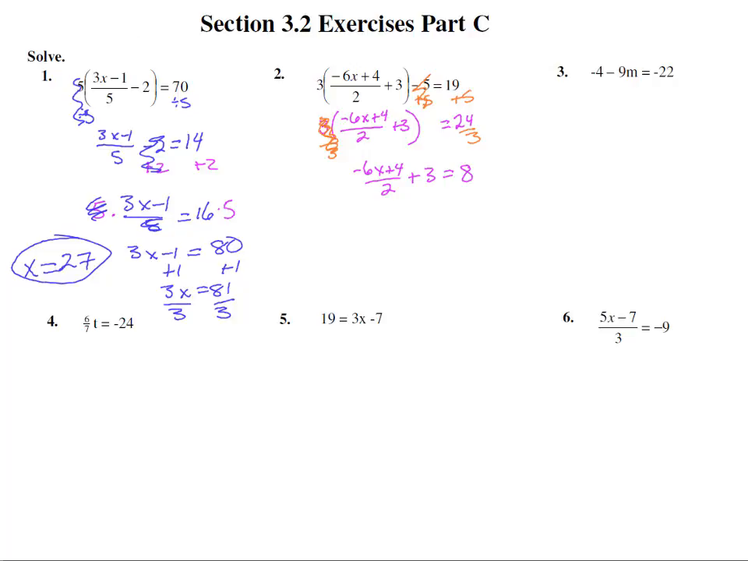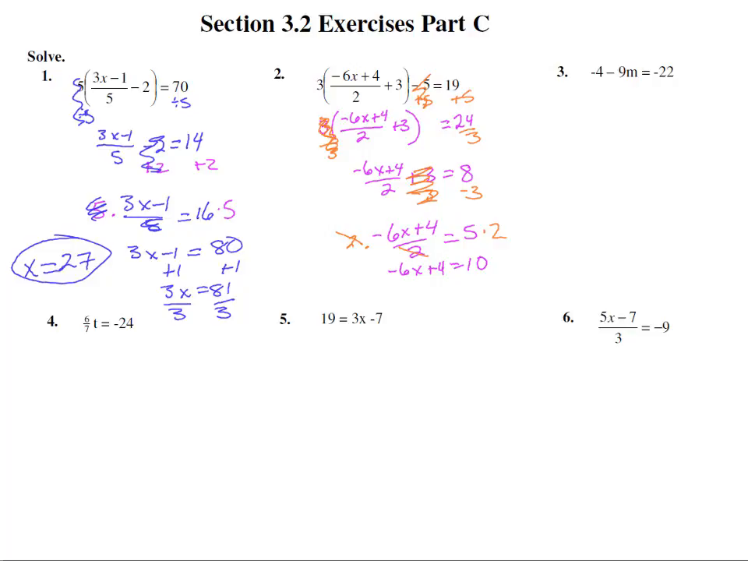So the next one, what's the furthest away? This plus 3 here. Let's subtract 3. That one cancels, and so we're left with negative 6x plus 4 all over 2 equals 5. Now it's good. See how the problem just got smaller and smaller and smaller? Now we can times by 2, cancels, and times by 2 on the right hand side as well. And we're left with negative 6x plus 4 equals 10.